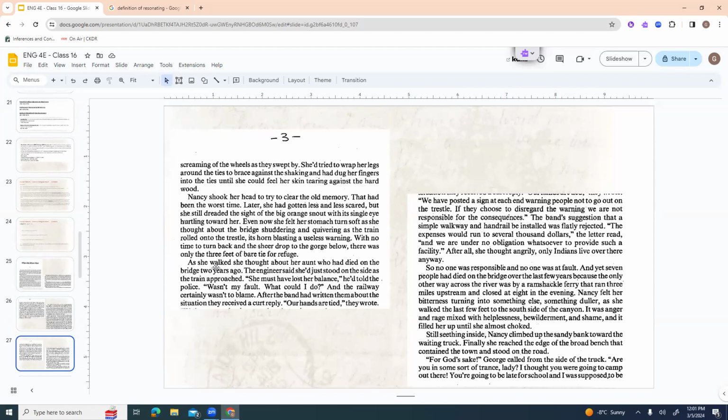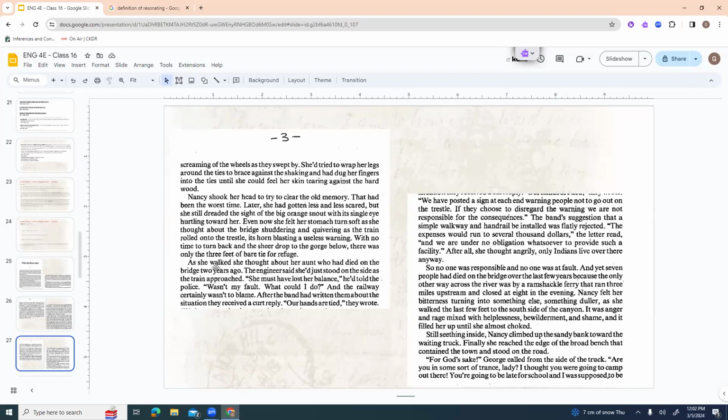And the railway certainly wasn't to blame. After the band had written them about the situation, they received a curt reply. "Our hands are tied," they wrote. "We have posted a sign at each end warning people not to go out on the trestle. If they choose to disregard the warning, we are not responsible for the consequences."